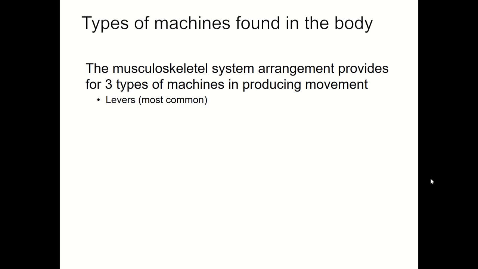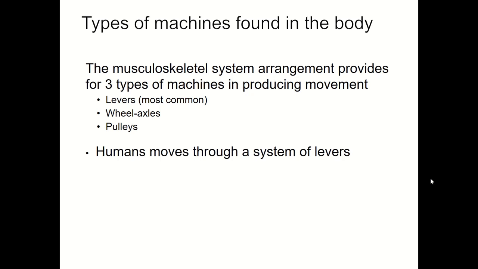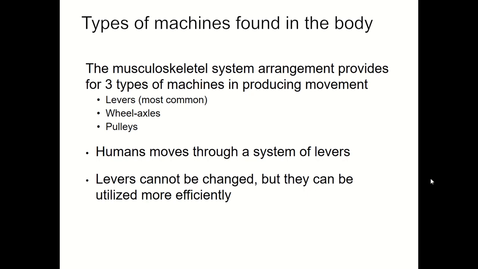So the musculoskeletal system arrangement provides for three types of machines in producing movements: levers, which are the most common, wheel axles, and pulleys. And so humans move through a system of levers. Kind of think about it like instead of having muscles, they would be ropes that get pulled, for example.